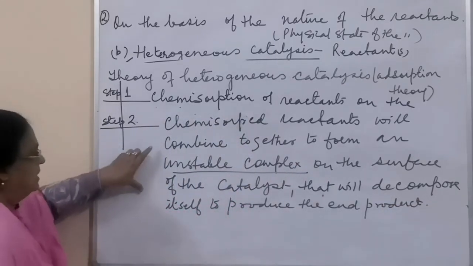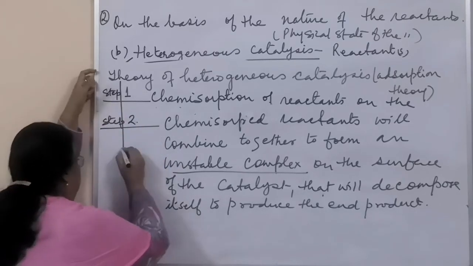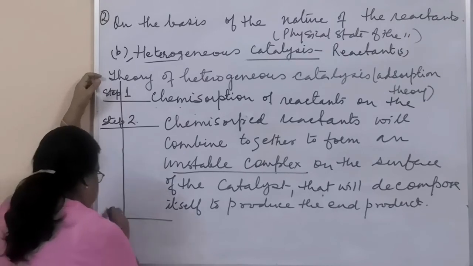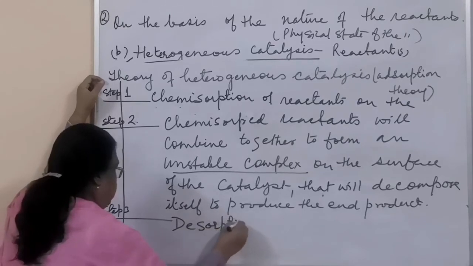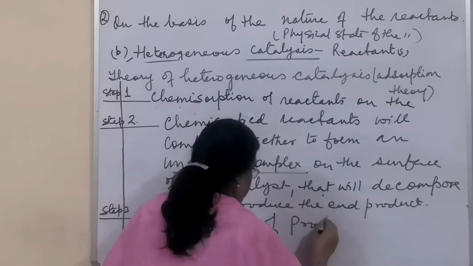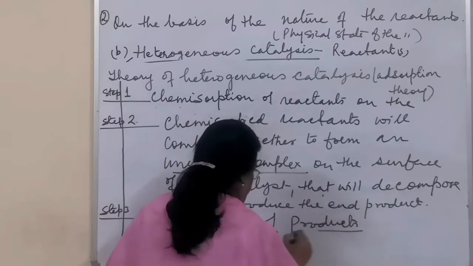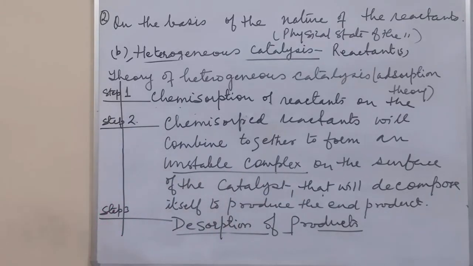So once this unstable complex is formed on the surface, the next step takes place, step 3, that is called desorption of products. The products which are formed are given out and the catalyst is reformed. So this is the theory of heterogeneous catalysis.